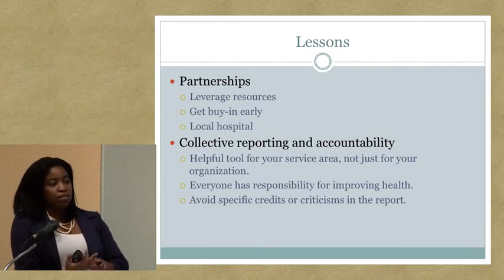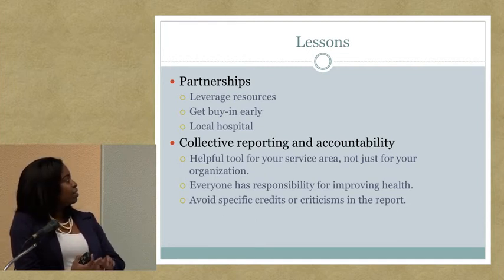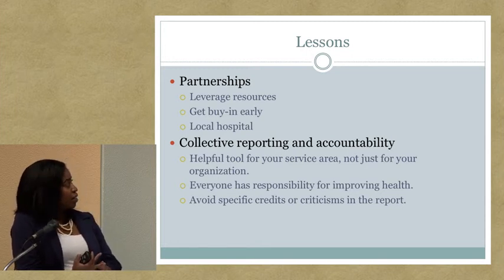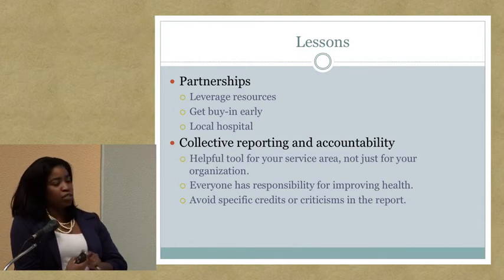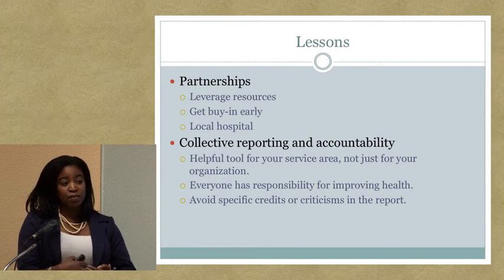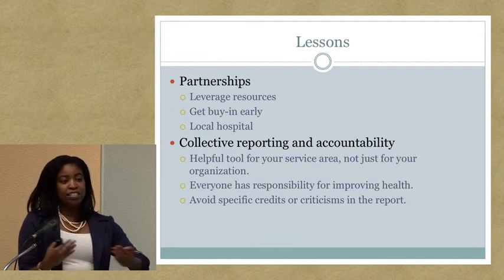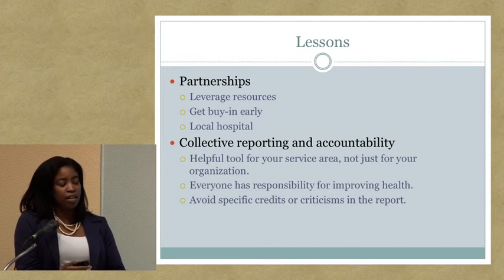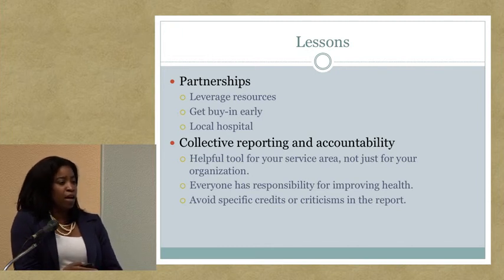Leverage your resources, get buy-in early, partner with a local hospital. I can't stress that enough. Community benefit office, population health office, something like that. And then make sure that this is a helpful tool for everyone and that it's not your health assessment. So any problem you identify, you're not saying that you're going to fix it. It's a collective issue and there's collective responsibility. Just make sure that everyone's aware of that, and it makes it a lot more of a fun, engaging process.